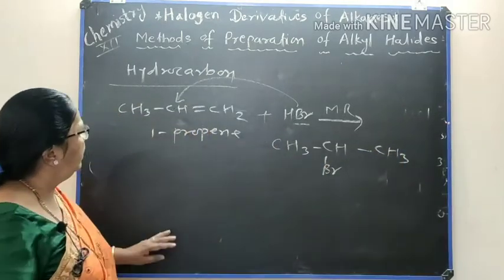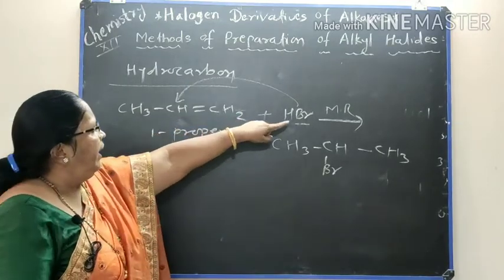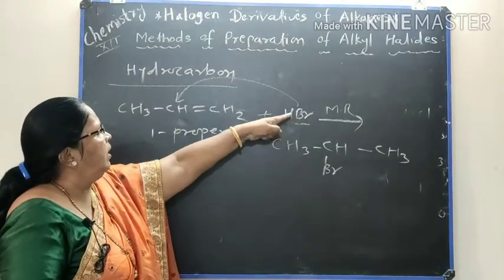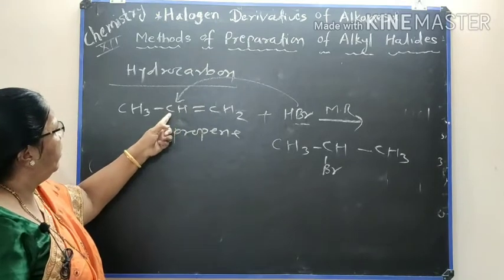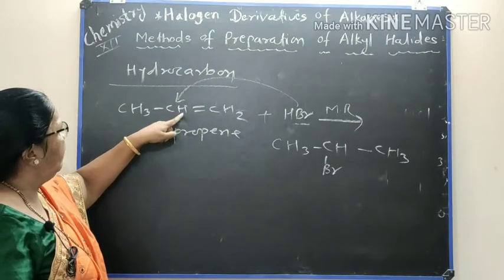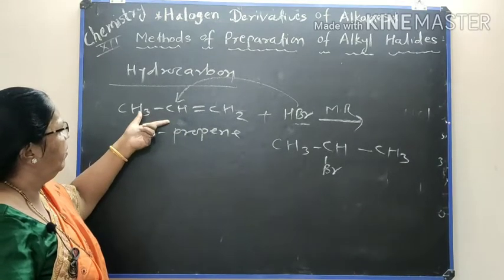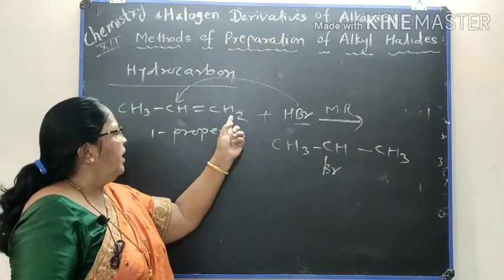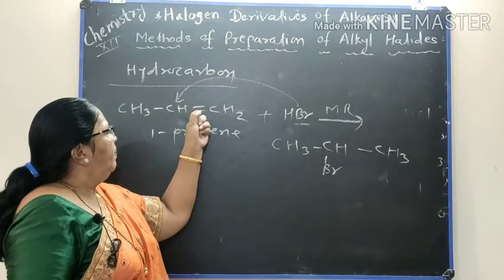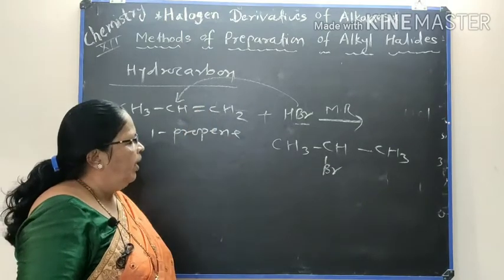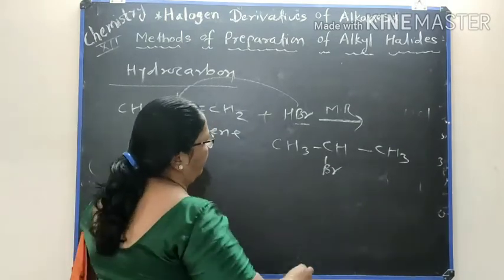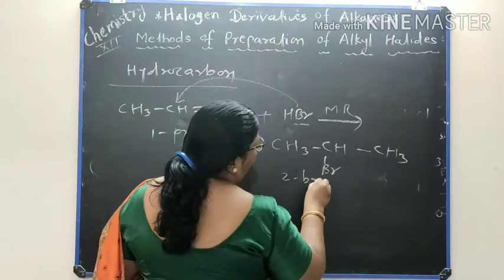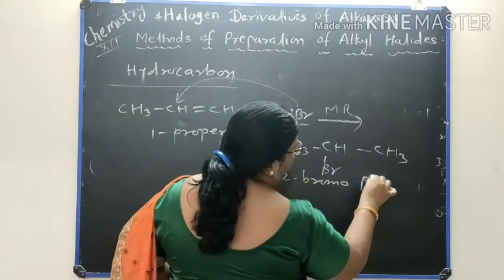Again we see the negative part of the haloacid goes to the carbon atom which has the least number of hydrogen atoms in the alkene, and hydrogen is attached to the CH2 by breaking of the double bond. Here two products are obtained. This is called 2-bromopropane.